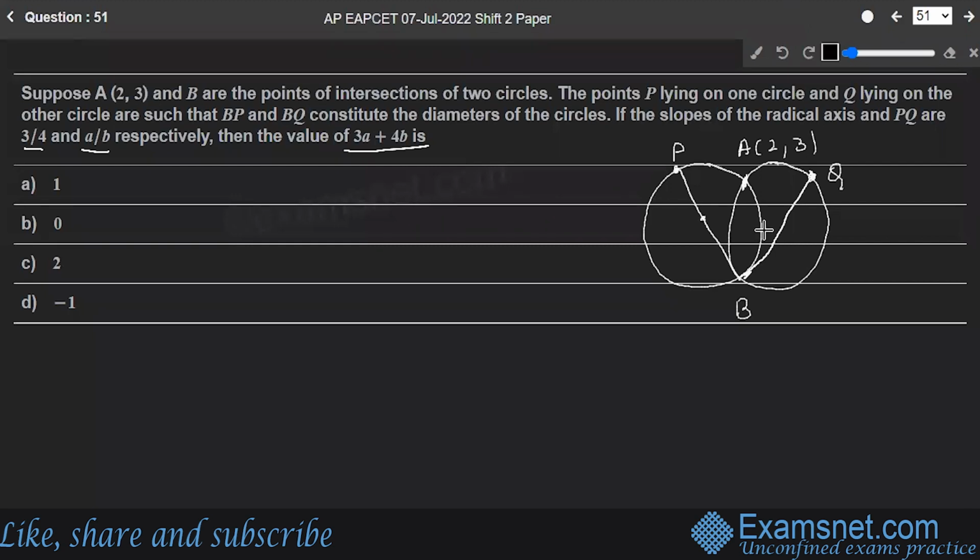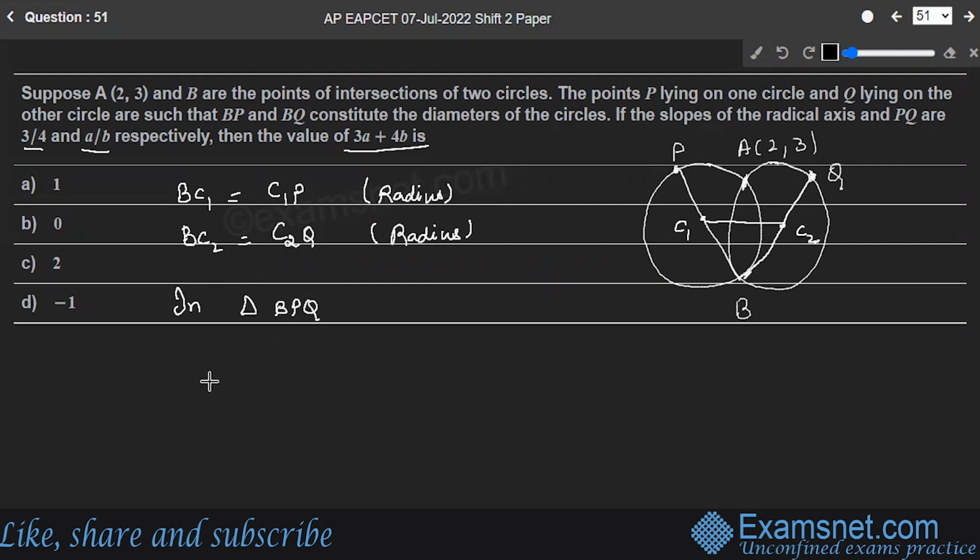So the very first thing, if this is the center of the circle, and I join this, let's say this is C1, the center of the circle, and C2 is the center of this circle. Now, according to the question, BC1 is equal to C1P, both are radii of the first circle. Similarly, BC2 is equal to C2Q, again the radius of the second circle. Now, let's consider this triangle BPQ. In triangle BPQ, C1 and C2 divide sides BP and BQ in the same ratio.